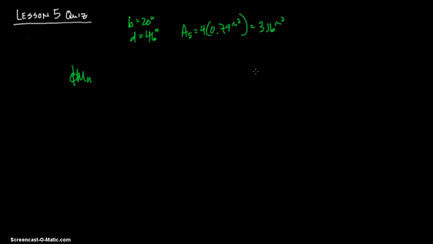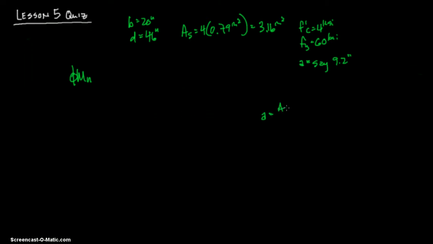What else do we have? F prime C equals 4 KSI. Fy equals 60, and that's typical. Assume that A equals 9.2. Remember, we could figure out A, but we don't need to. Actually, let's do a quick check: what is A?